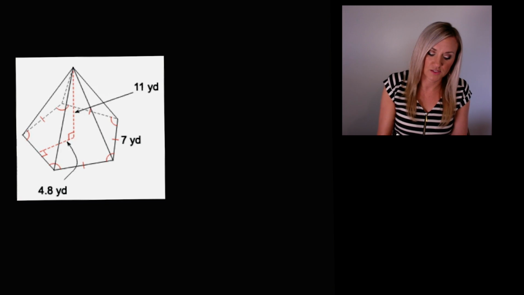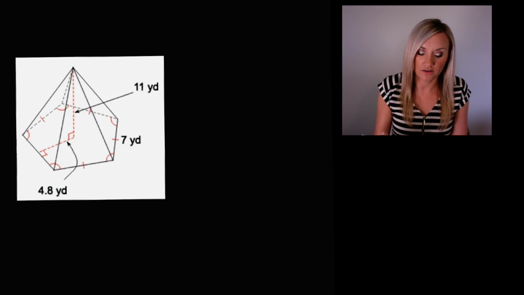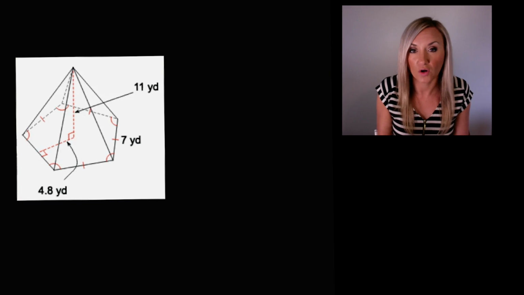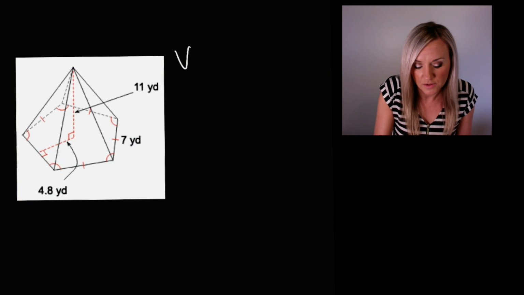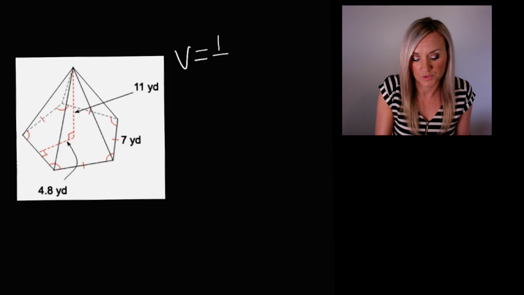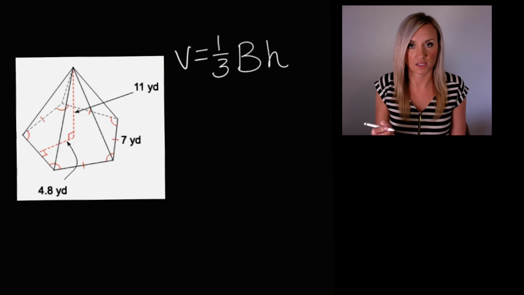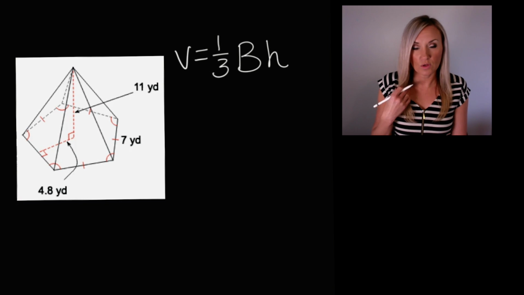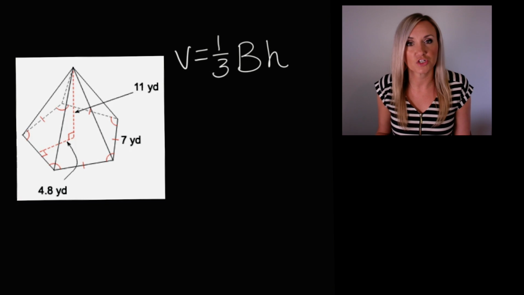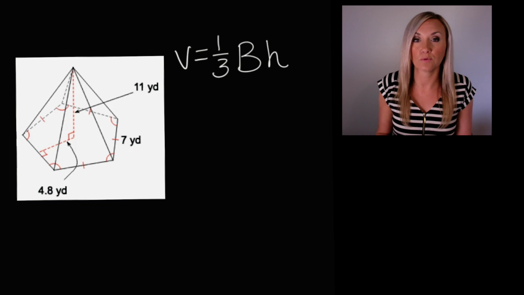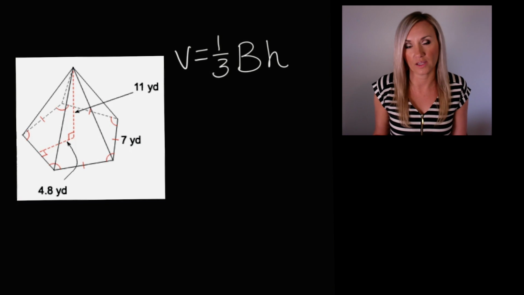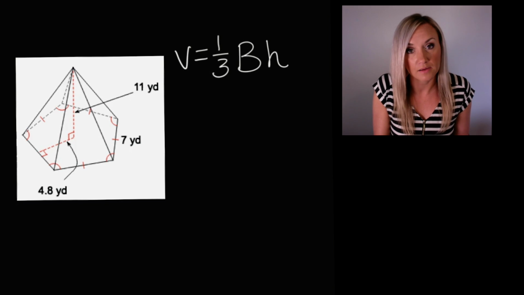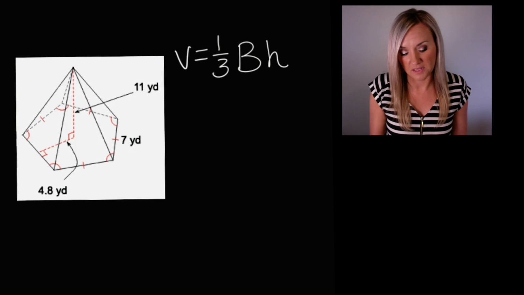Well, let's do this. Let's start off with our formula for volume of this pyramid. So volume equals 1/3 area of the base times the height. And we probably need a little bit of a refresher, a little bit of a review on how to find the area of regular polygons, right? That base right there, that capital B.